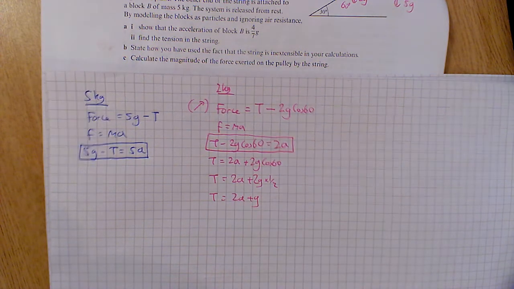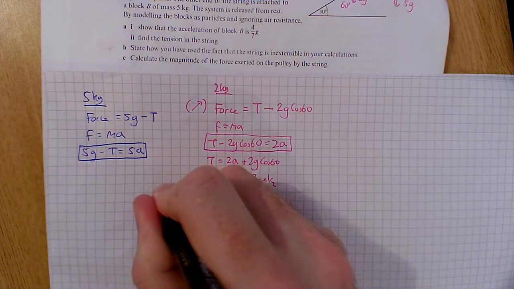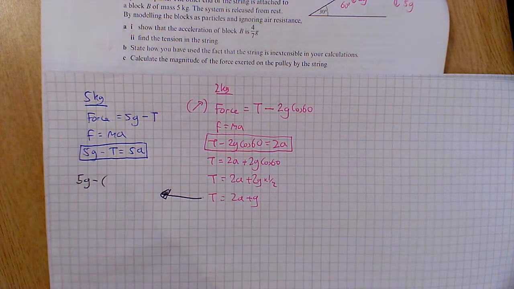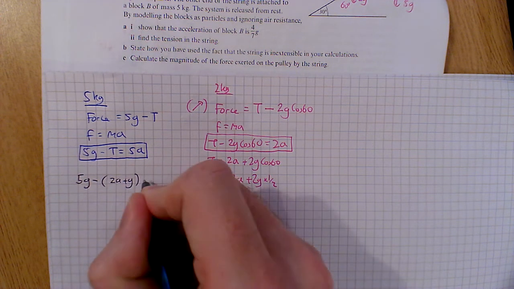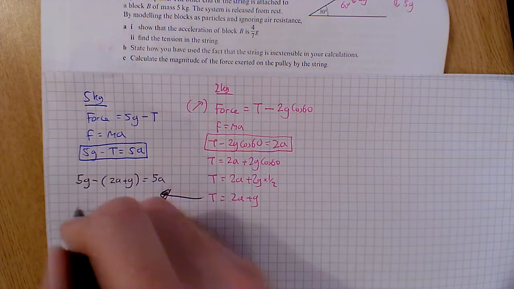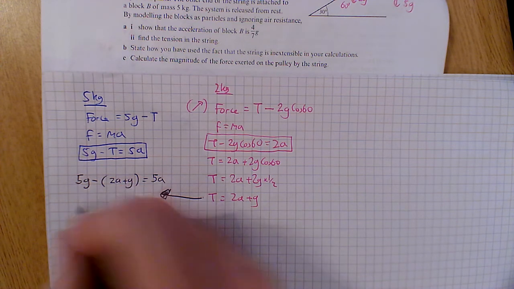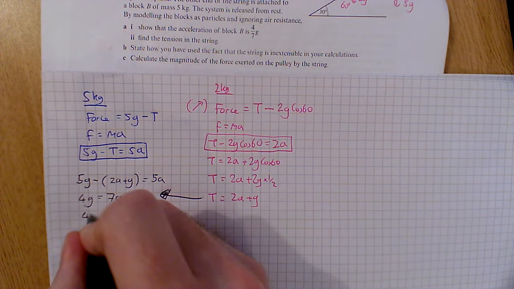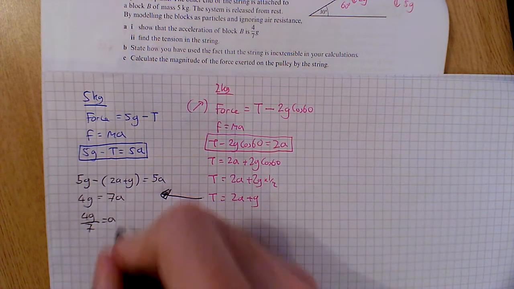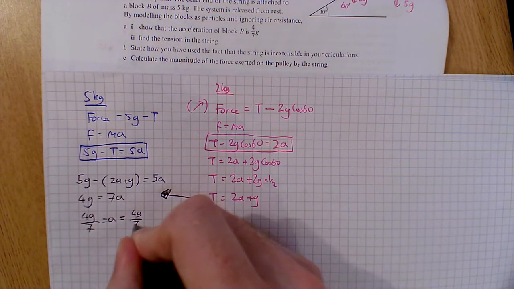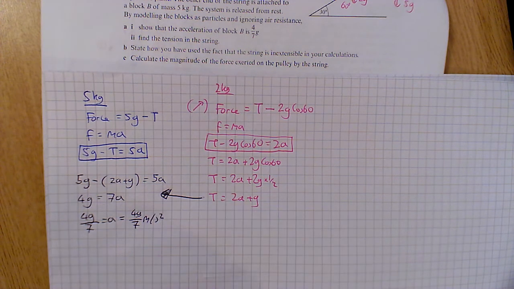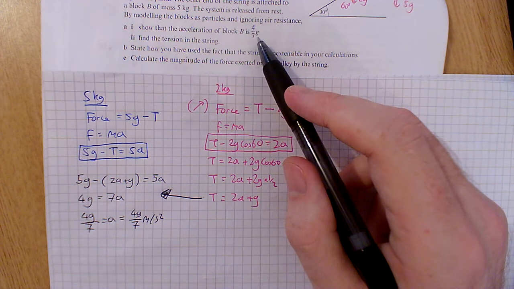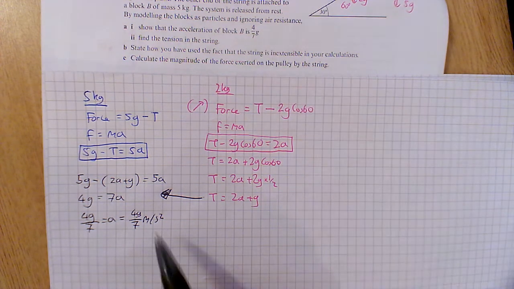And all we have to do is substitute this T value into the equation that I have on my left here. So we pop that in, and this is 5g minus (2a plus g) equals 5a. And then we've got 5g minus g goes down to 4g, minus 2a, add it to the other side is 7a. We divide it, and we get that a is 4g over 7 meters per second squared. And then we look back in the question and we pray that we've done it correctly, and we see yes. The acceleration of block B is 4/7 g, same as 4g over 7.